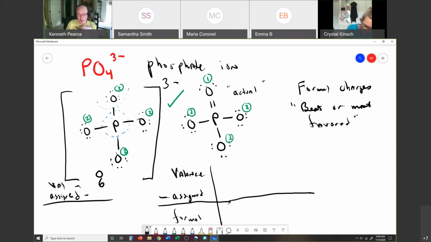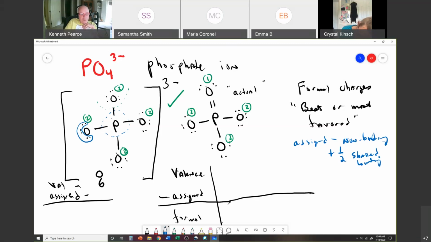Now, assigned is going to go like this. I'm going to put it over here in blue. I'm going to say assigned. That is non-bonding plus 1/2 shared bonding. Okay, so how many assigned do we have here on the oxygen? We have these guys right here, and they're all the same. That's 6 right there. That's 6.